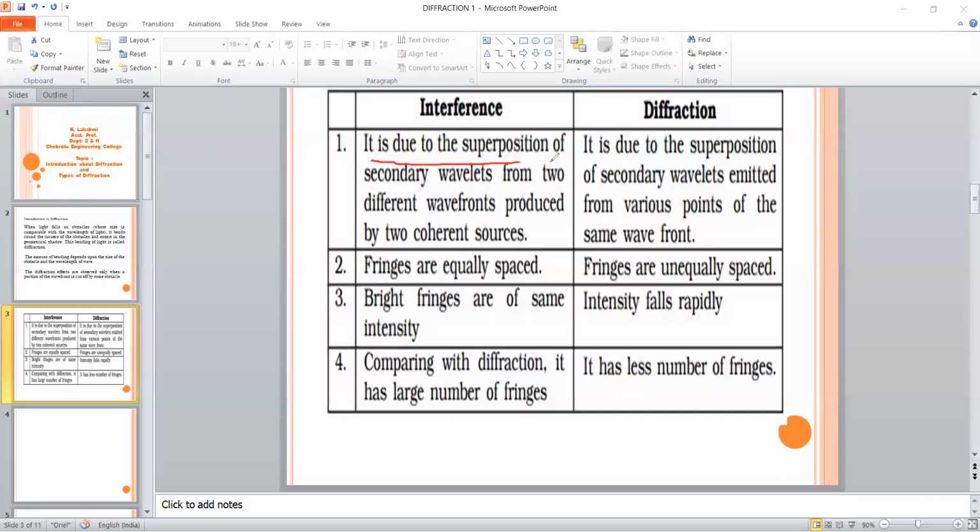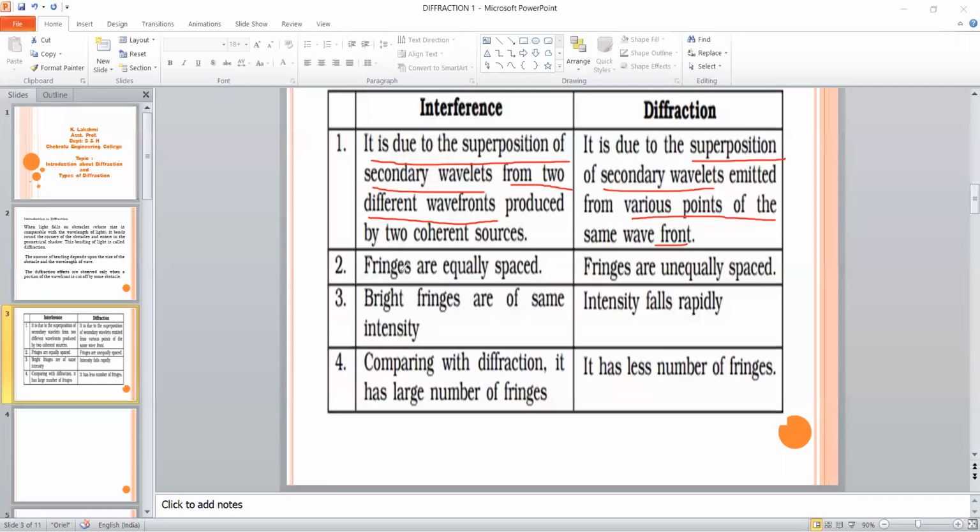It is the superimposition of secondary wavelets from two different wavefronts. This is also superimposition of secondary wavelets, but these secondary wavelets are formed at various points of the same wavefront. That will be clearly explained by taking an example, a bulb.